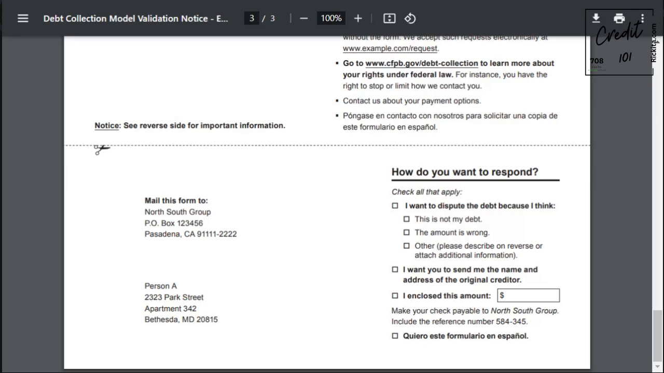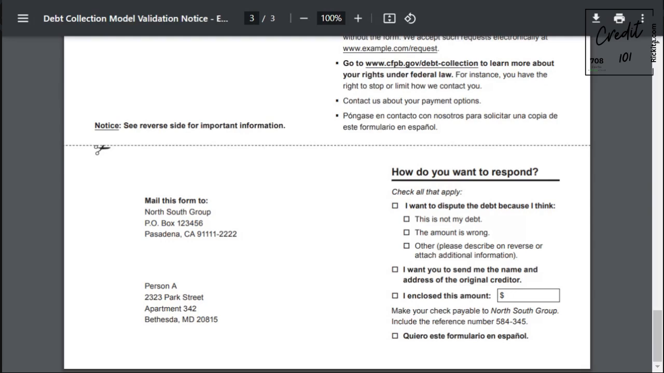So I want to dispute this debt because I think the debt is not mine, the amount is wrong, and other. I told you guys that here. And debt information: the debt collector must include the debt information in the debt validation notice. The collector's name, the address, the consumer's name and their mailing address, the name of the creditor that owned the debt, the itemization date, the account number, the name of the creditor who owns the debt currently, also the debt amount on the itemization date, and then the current amount of the debt. That is something that it must include.